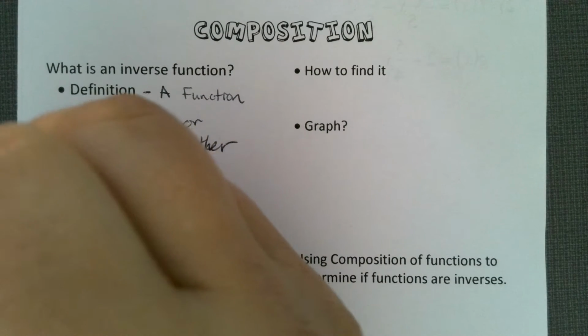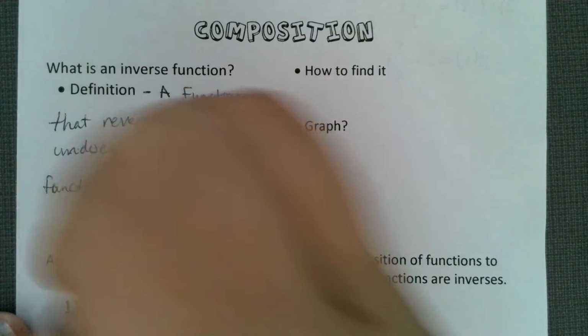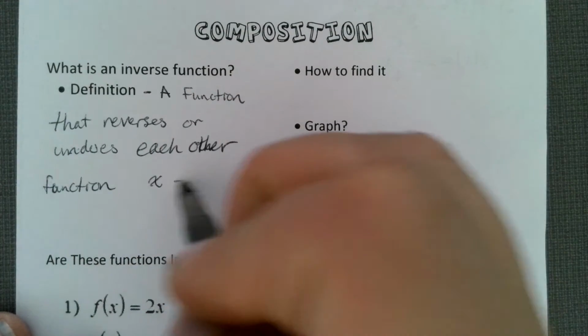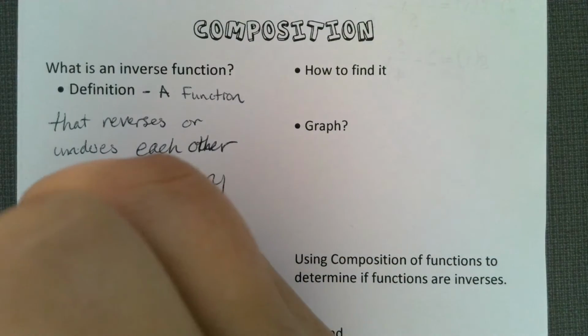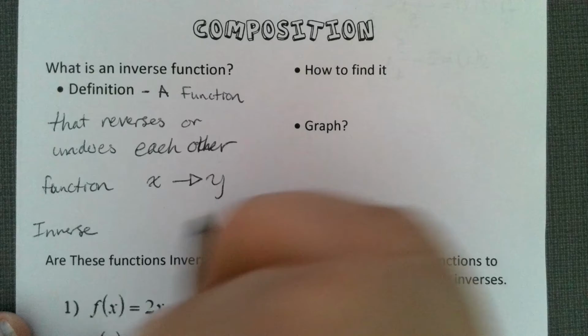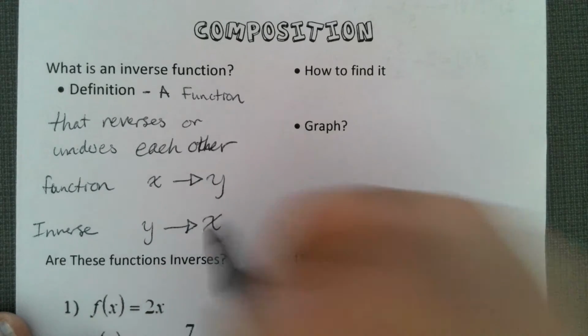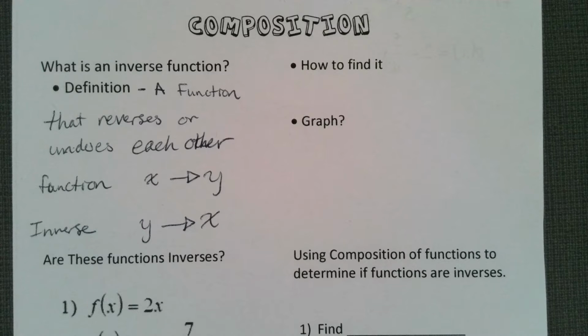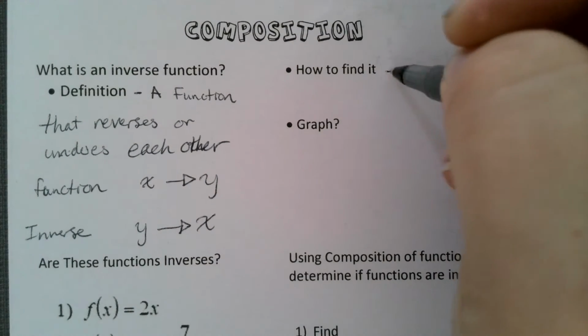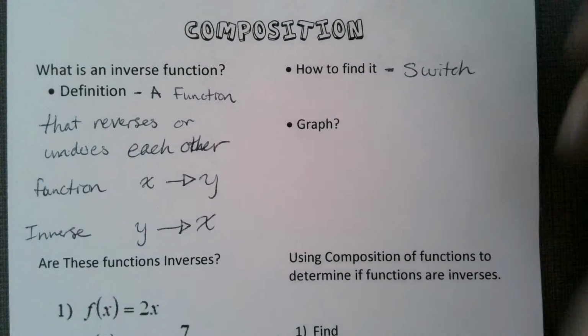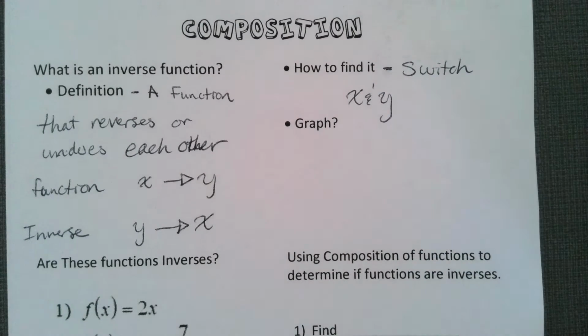So for a regular function, you're going to put in x, you're going to get out y. For an inverse, it's going to switch. You're going to put in y and you're going to get out x. How we find it is we just simply switch x and y.